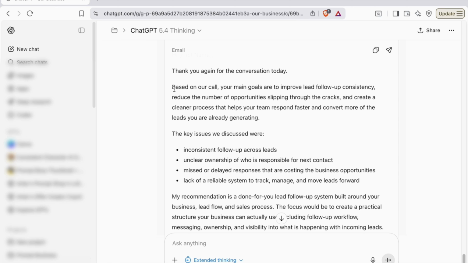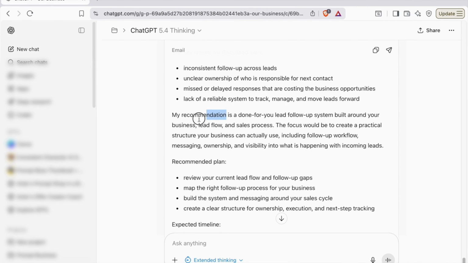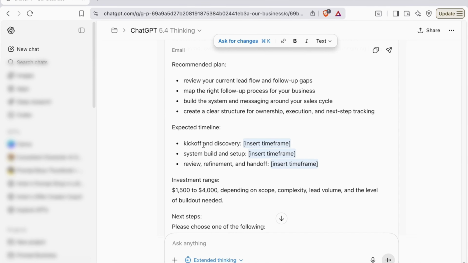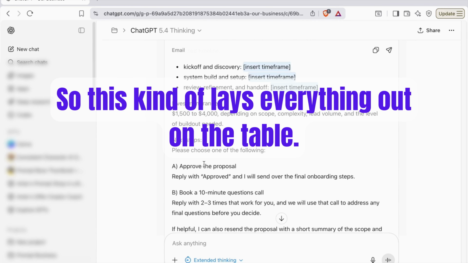But looking at this, it says, thank you for the conversation, which is always great to open with a thank you. Based on your call, you say their main goals back to them. And then here are the key issues we discussed. Here's the recommendation for the next steps. And then here's a more specific plan with a timeline, and here's the price range. So this kind of lays everything out on the table.